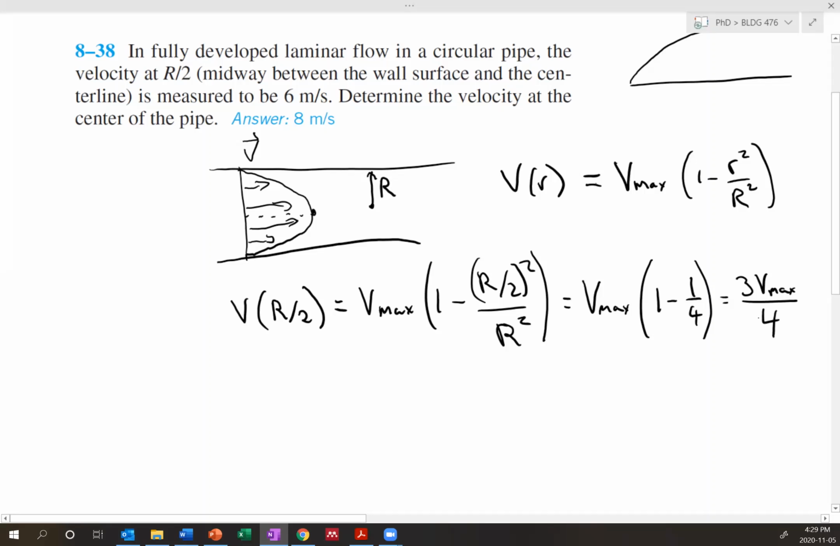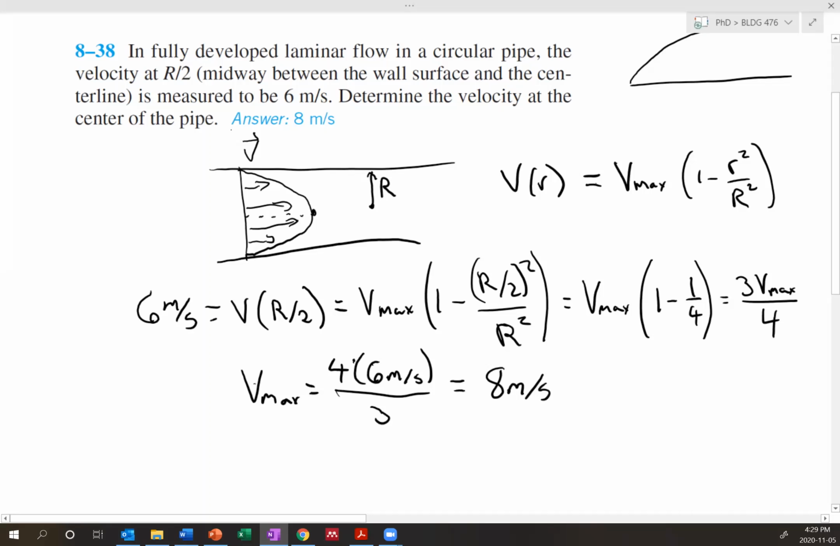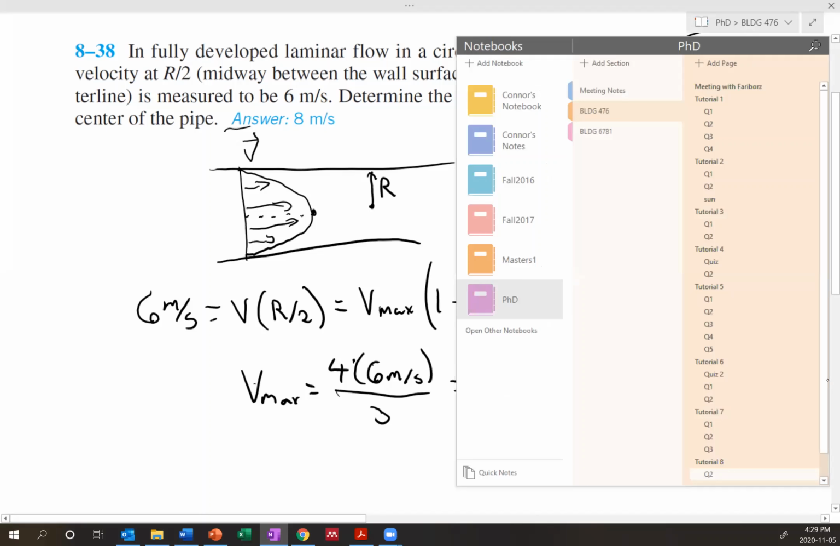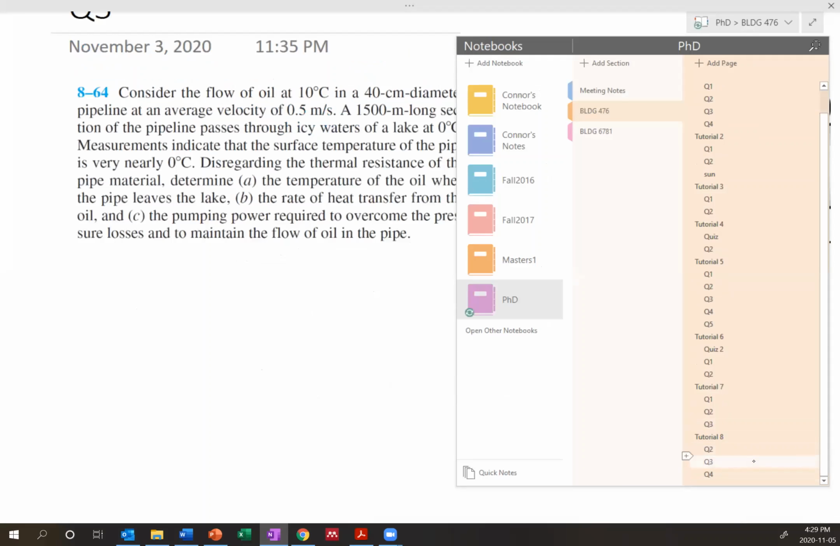All right, and so we know that our V at R/2 is equal to this 6 meters per second. So our V max is equal to 4 over 3 times 6, which is 8 meters per second, which was our answer. So this is just getting you used to internal flow. Not a very difficult question, but a nice way to ease us into it.